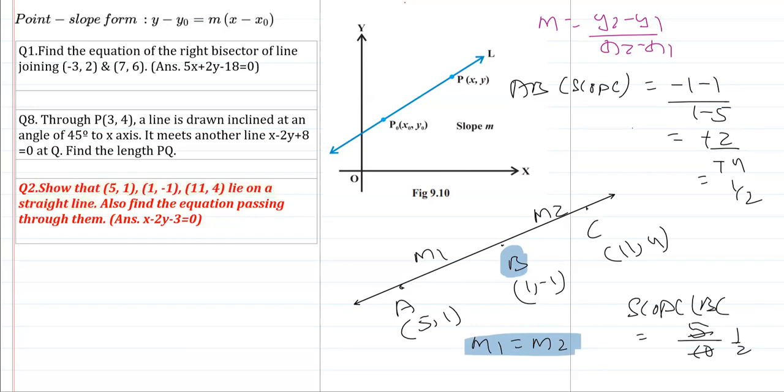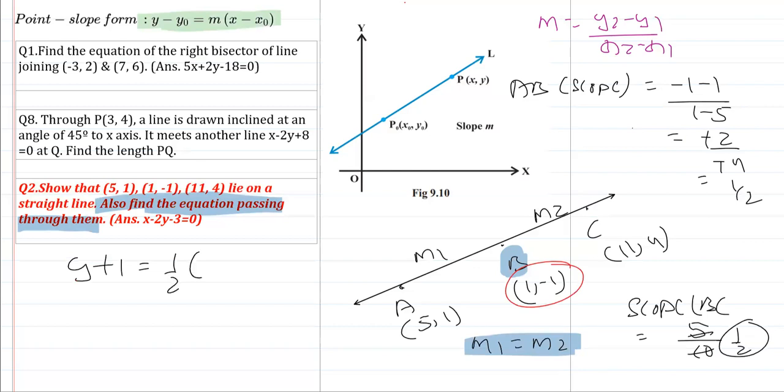Now, in the next part, they're asking us to also find the equation of the line passing through these points. We can use the point-slope form. We know the slope, and we can take any point. There is no restriction, and we'll get the same answer in each case. So y minus y naught, I can see it's -1, so it's y plus 1 is equal to m. We have calculated that m1 and m2 are the same, so I can take this as half, and x minus x naught, since I'm considering this point, is x minus 1.